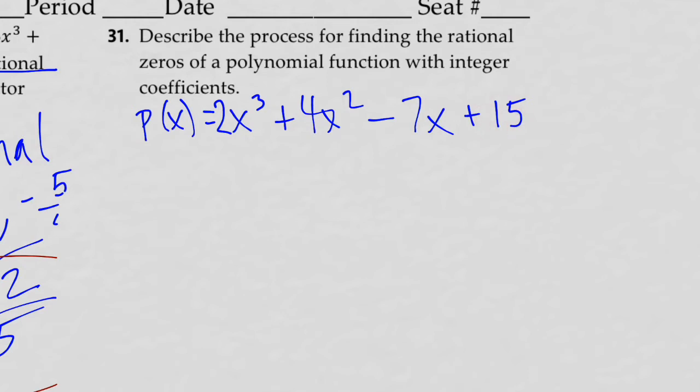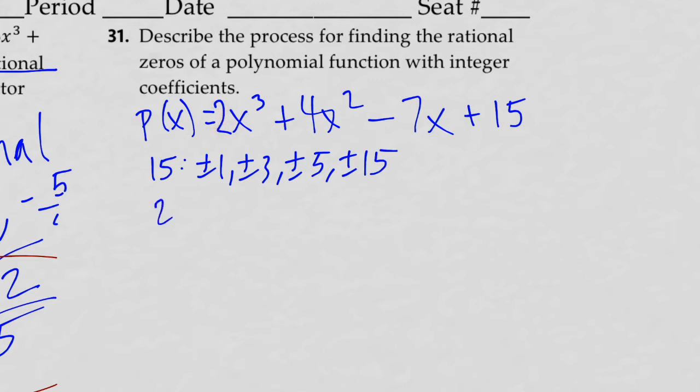You would take the 15 and find all of its factors. Plus or minus 1, plus or minus 3, plus or minus 5, plus or minus 15. Right? And then you would take the 2, the leading coefficient, and find all of its factors. Plus or minus 1, plus or minus 2. And then you would find which ones you need to test.